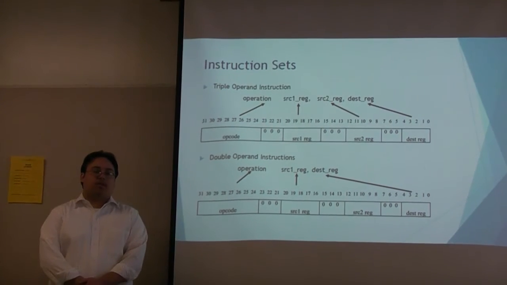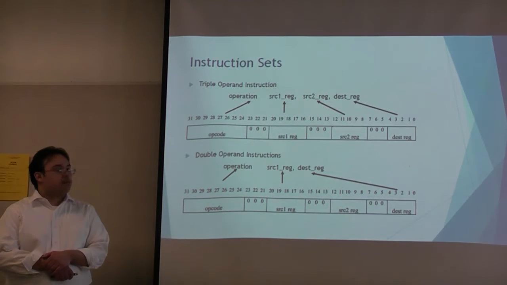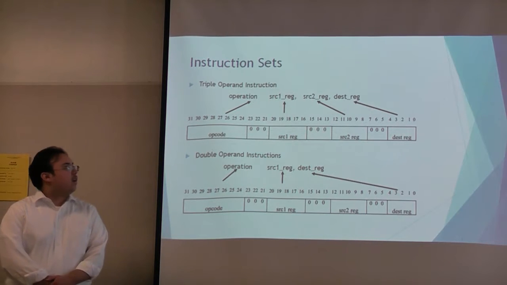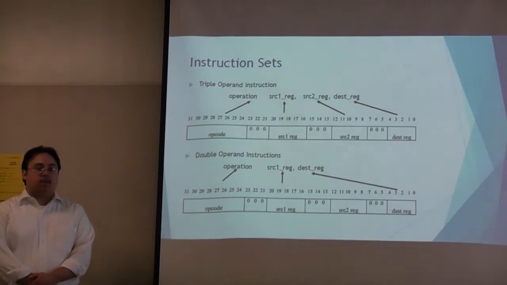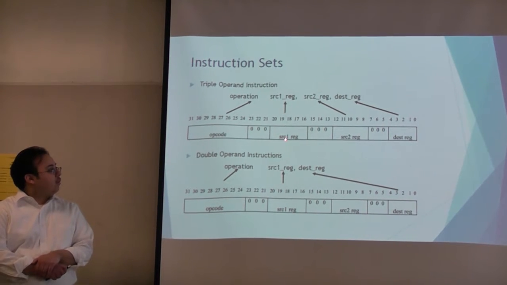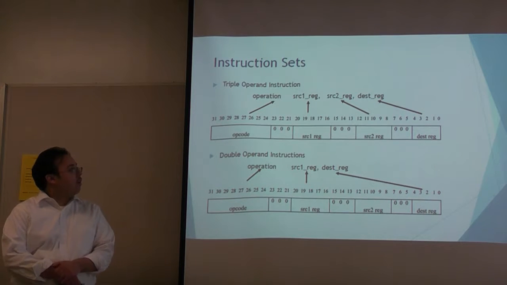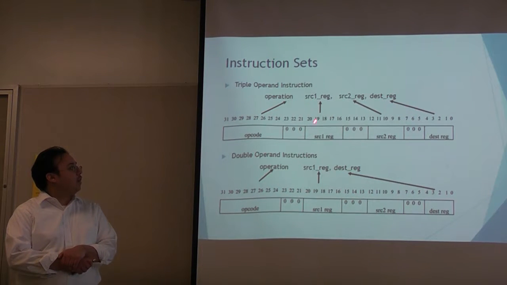Our instructions fall into several different formats. All formats have an 8-bit opcode at the start, but the way they address their information is different. First is the triple operand instruction. It uses 3 registers, and it has 3 5-bit register addresses called source 1, source 2, and destination. In the assembly code, we order it in the same order as the information here. So operation, then source 1, then source 2, then destination.